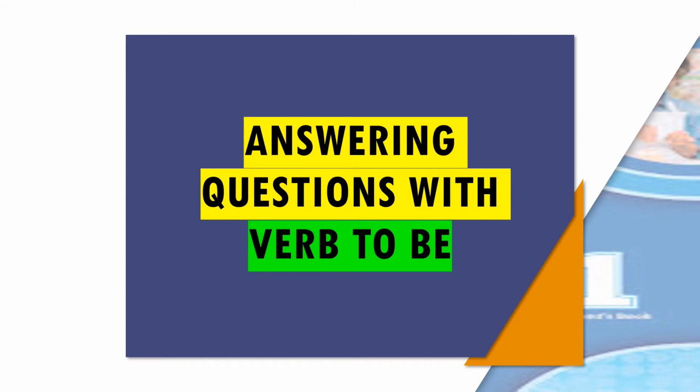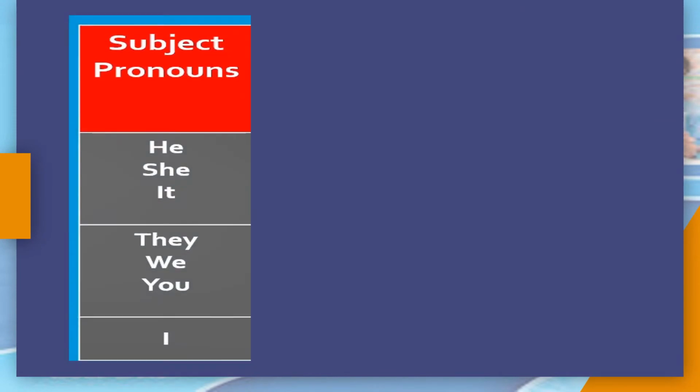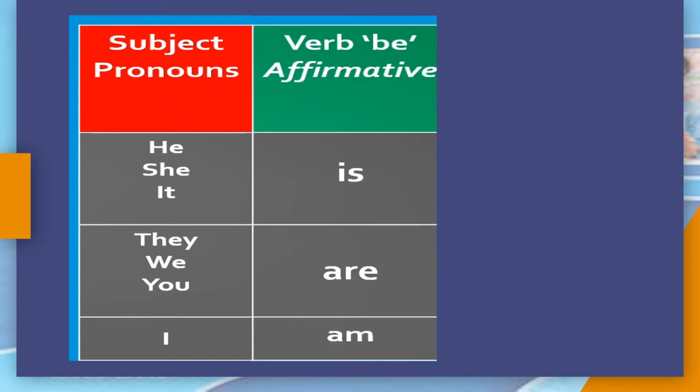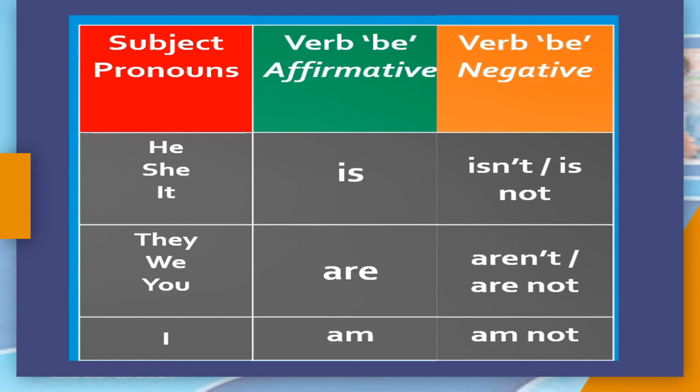The second thing that we are learning today is about answering questions with verb to be. What is verb to be? Verb to be is is, am, are. So when we have subject pronouns, we have verb to be. Remember, affirmative: when we want to confirm, when we want to say yes, we have is, are, and am. And for verb to be, the negative forms are isn't, is not, aren't, are not, or am not. So remember, the subject always determines which verb to be we use.